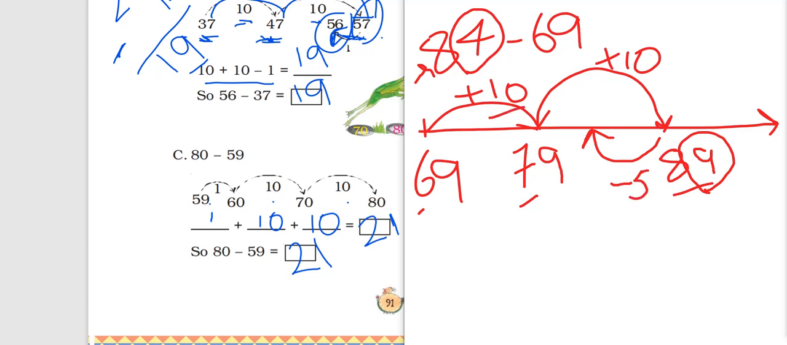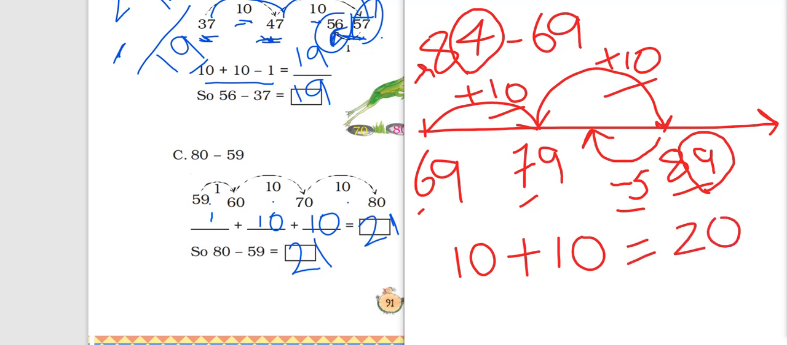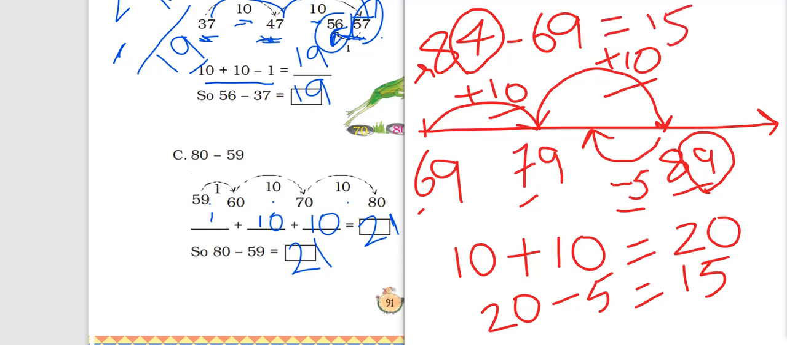So in all we had 10 plus 10, those two sets of tens went in the same direction, so we add them, but the 5 went back in the other direction, so we need to subtract it. So first we add the 2 tens, you get 20, and then we have to subtract the 5 because we took those 5 steps in the opposite direction. So 20 minus 5 is 15. So the answer 84 minus 69 is 15.